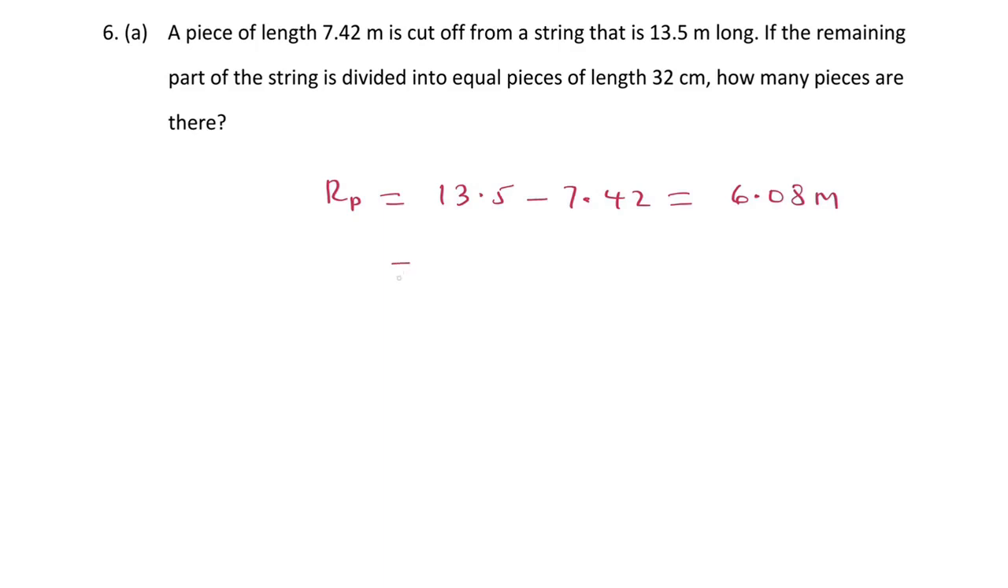So doing that multiplication, the value is going to be 608 centimeters. Now to find the number of pieces, we are going to take 608 over 32, which after solving the values, we are going to get 19 pieces. And this is going to be our answer.